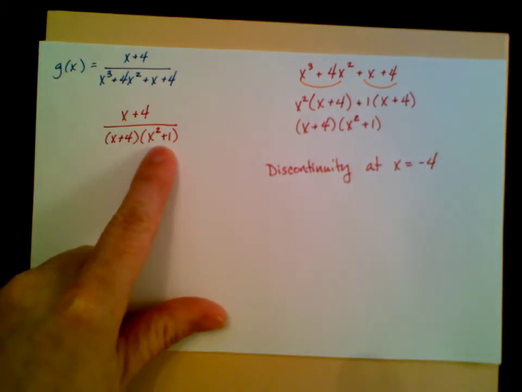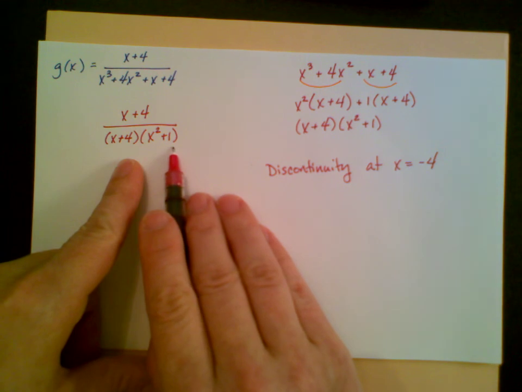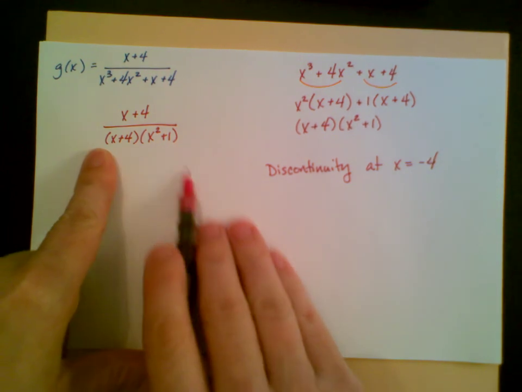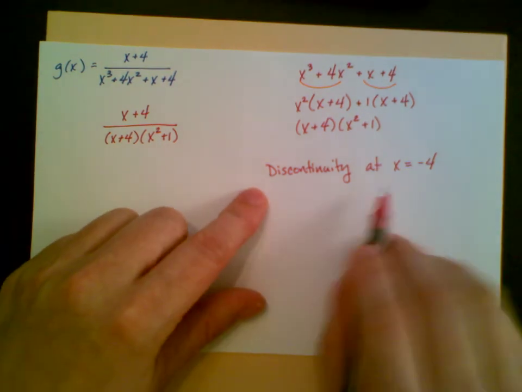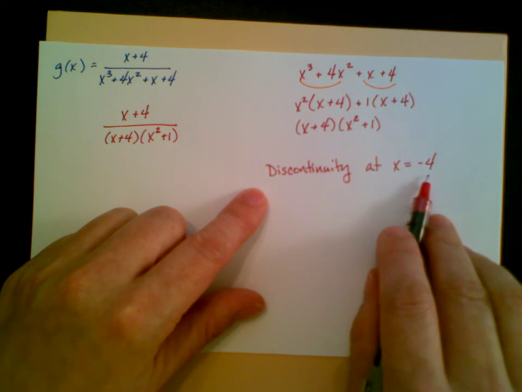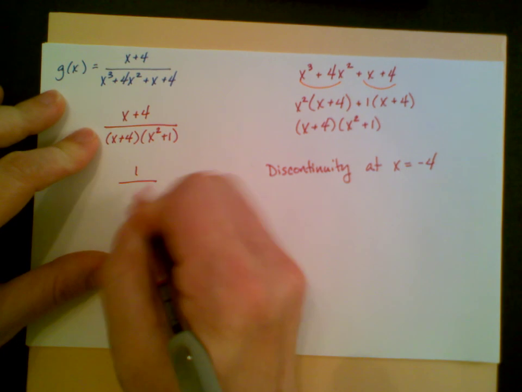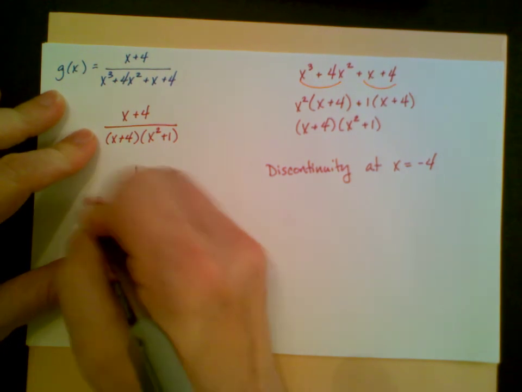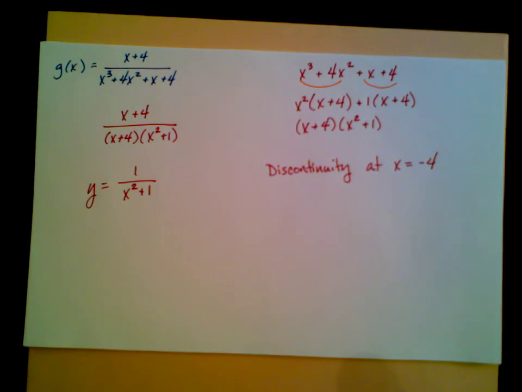And if I set this equal to 0 and try to solve for x, I'll end up with an imaginary number, which means that there are no zeros of x squared plus 1 on the real number line, which is all I'm concerned about when I'm looking for discontinuities of a graph. So my only discontinuity is at x equals negative 4. If I cancel those, I end up with the function y equals 1 over x squared plus 1.